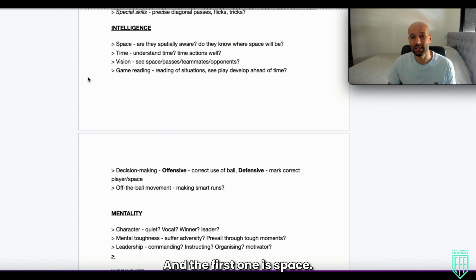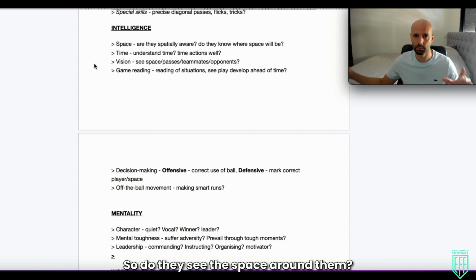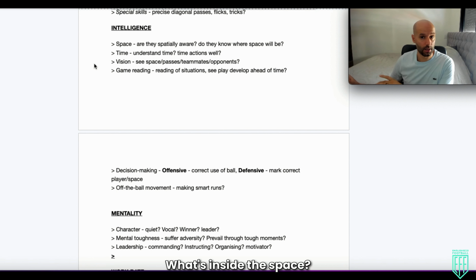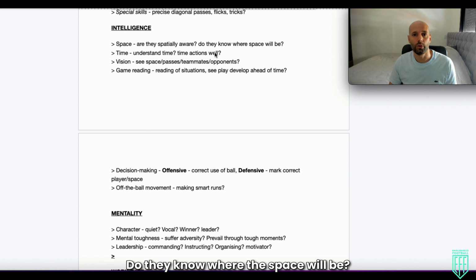The first one is space. Are they spatially aware? Do they see the space around them? What's inside the space? If there's a player occupying it, do they understand it? Can they see it? Do they know where the space will be? Where is it going to open? So are they spatially aware?